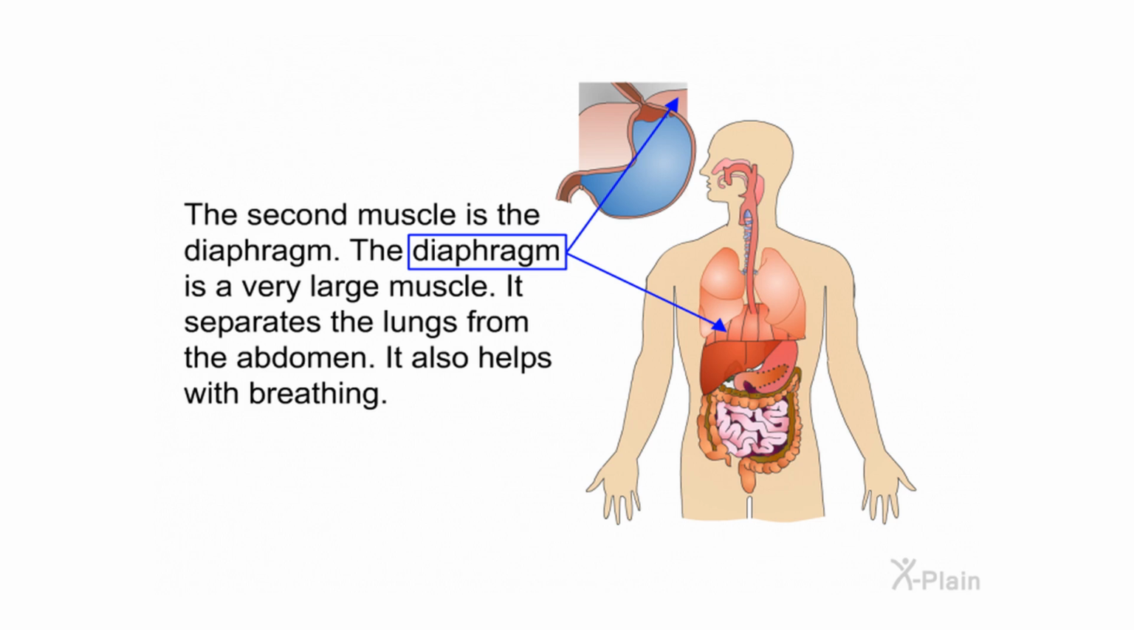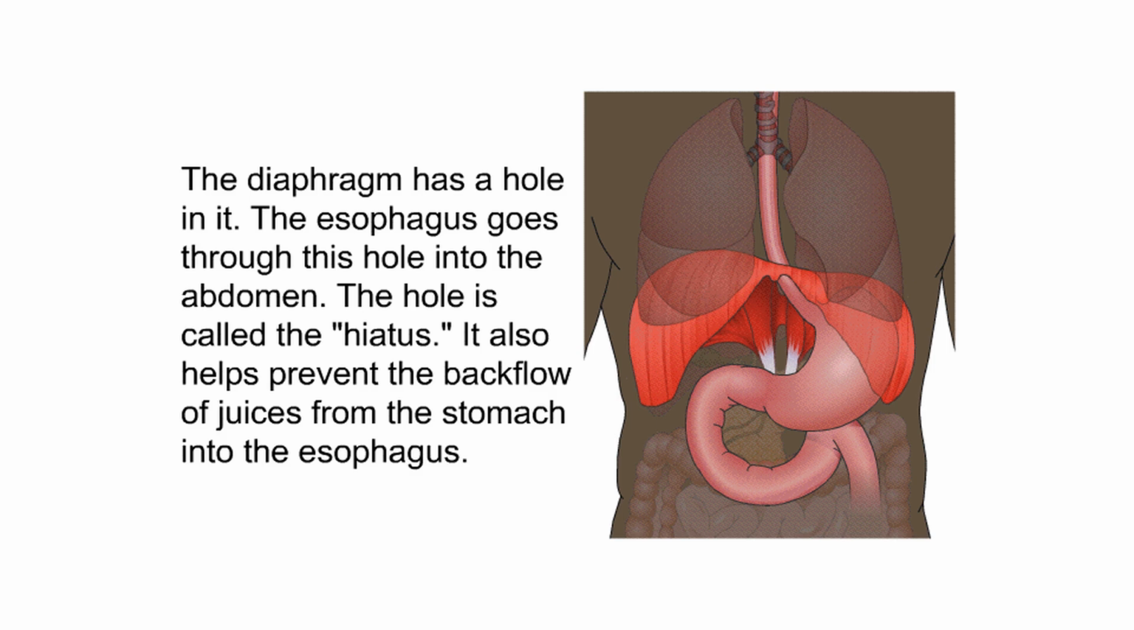The second muscle is the diaphragm. The diaphragm is a very large muscle. It separates the lungs from the abdomen. It also helps with breathing. The diaphragm has a hole in it. The esophagus goes through this hole into the abdomen. The hole is called the hiatus. It also helps prevent the backflow of juices from the stomach into the esophagus.